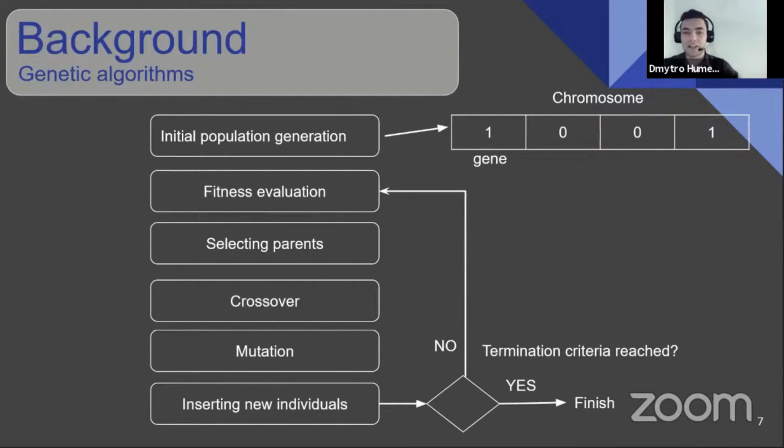And one of the biggest challenges is actually the definition of this fitness function and the definition of the encoding of the chromosome, because often you cannot simply encode your solution as a list of binary values.